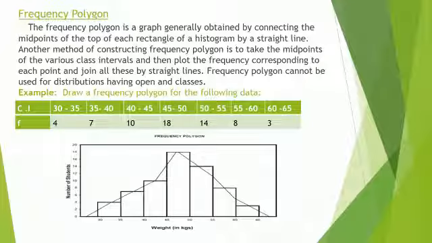X-axis represents the class interval and y-axis represents the frequency. Class starting is 30, so 30, 35, 40, 45, 50, up to the highest, 65. The highest frequency is 14, so we can split into 2, 4, 6, 8, 10, 12 up to 14. Now draw the bars. First bar is 30 to 35 is 4. Second bar is 35 to 40 is 7, and 40 to 45 is 10. 45 to 50 is 18, 50 to 55 is 14, 55 to 60 is 8, 60 to 65 is 3.